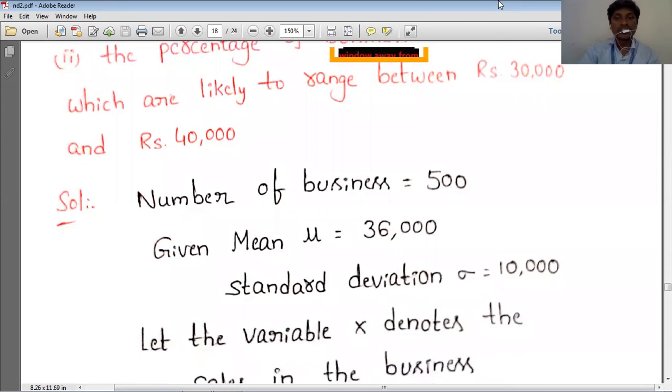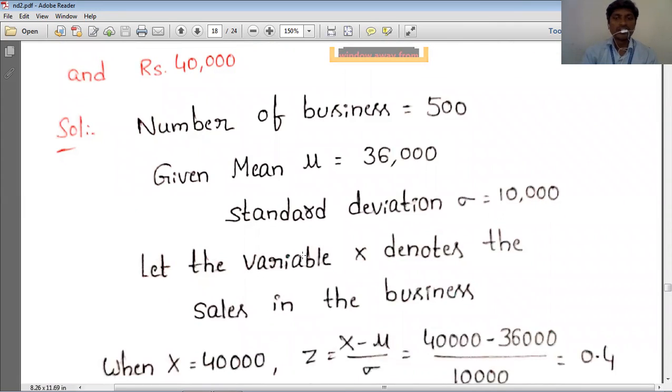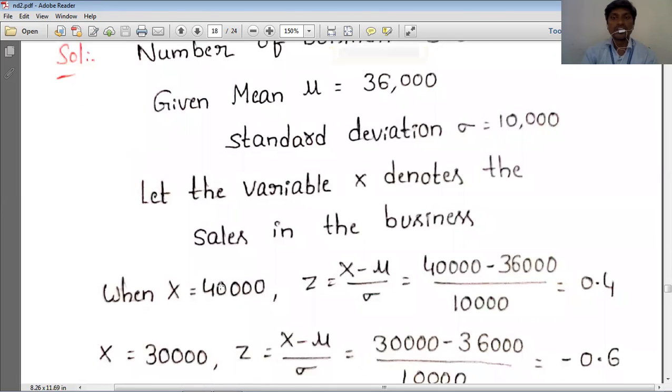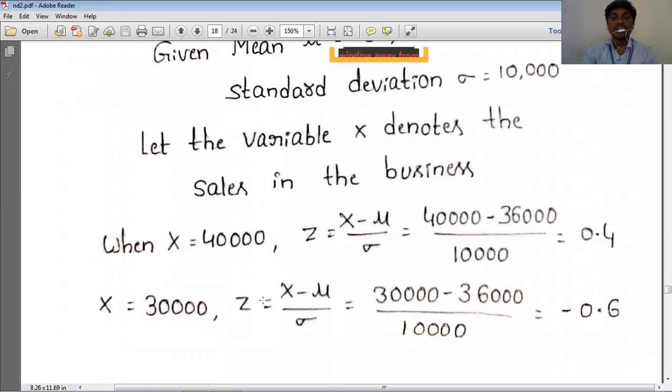Okay. So first we write the number of businesses, which is 500. Next, the mean they give is 36,000 rupees and the standard deviation they give. Let X denote the sales in the business. First we are calculating for 40,000. When X is equal to 40,000, what about Z? And next when X is equal to 30,000. Of course, here we calculate at a time. X equal to 40,000 minus 36,000 by 10,000 is equal to 0.4, and 30,000 gives minus 0.6.